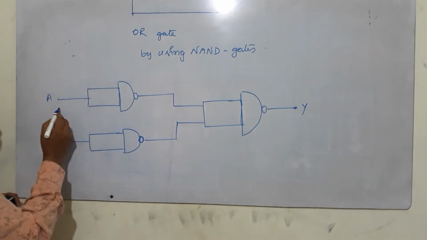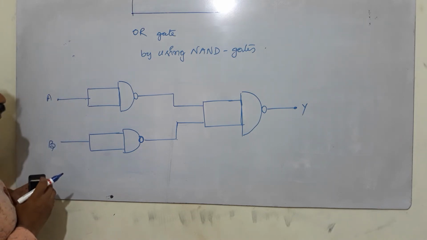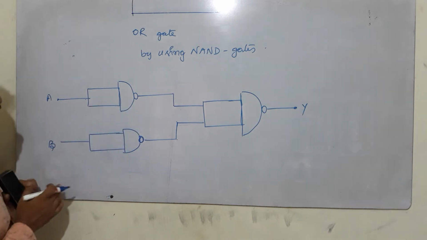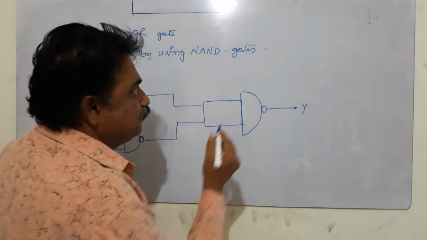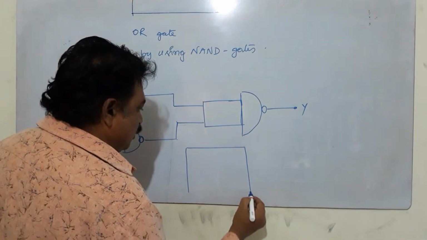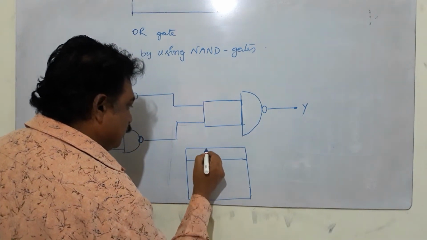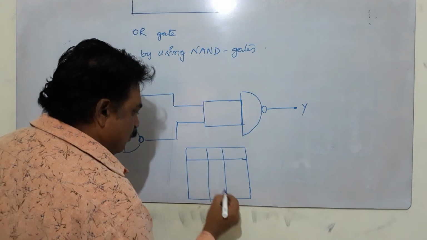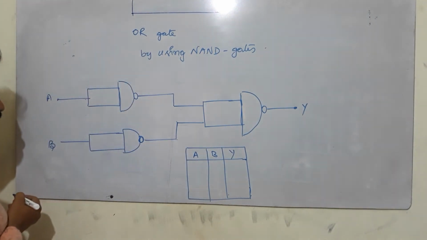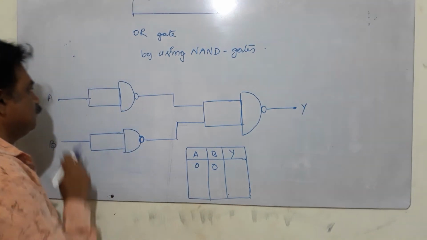See here, I am going to explain this in the form of a truth table. The entire system has 2 inputs A and B, and the output is Y. See here, I am giving A 0, B 0.